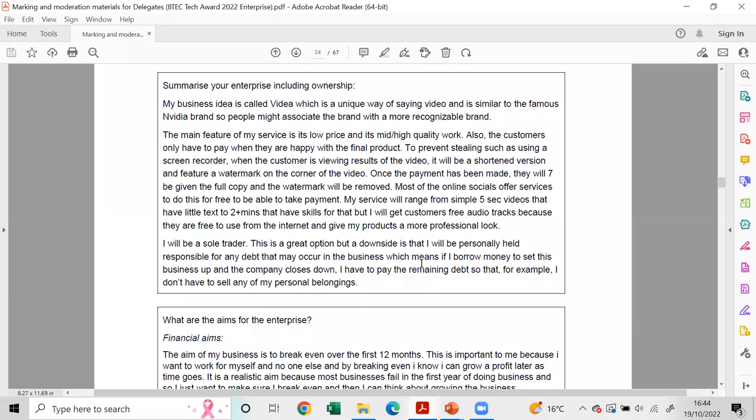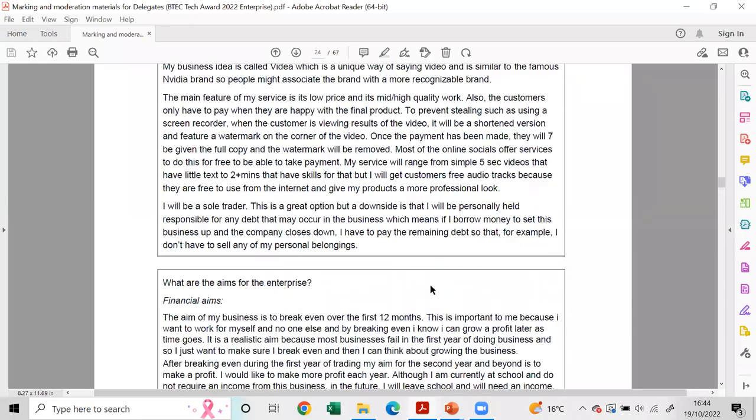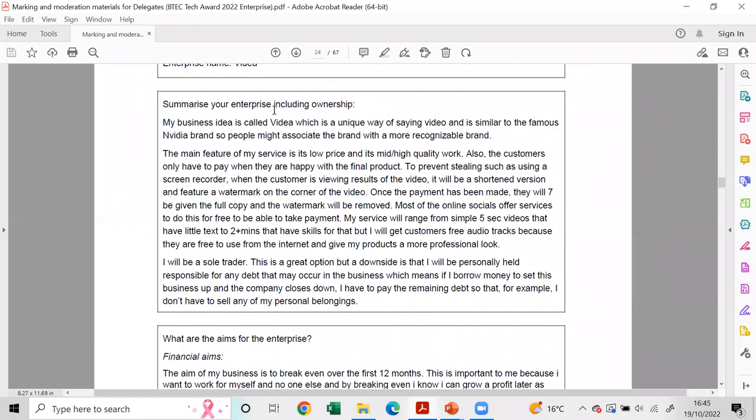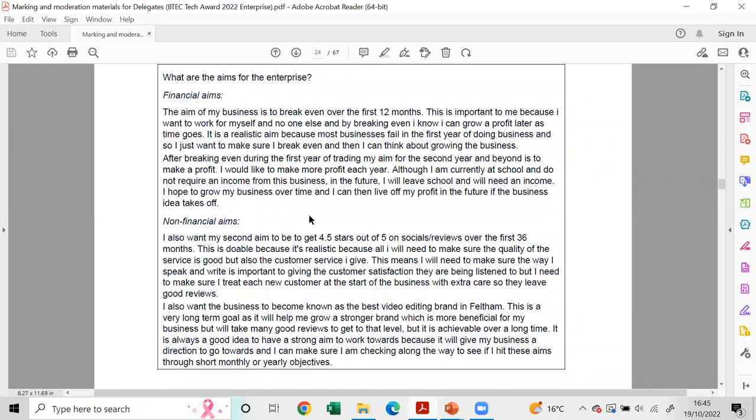I'll be a sole trader. If I borrow, it's not clear in terms of here exactly what they're doing, but they're looking at their ownership. Financial aims, they want to break even over the first 12 months. You've got to ask yourself, is that smart? Is it a smart aim? Does it fit into those smart parameters?